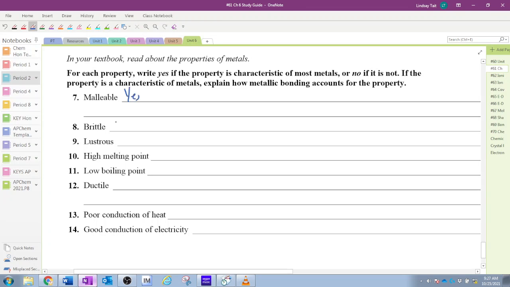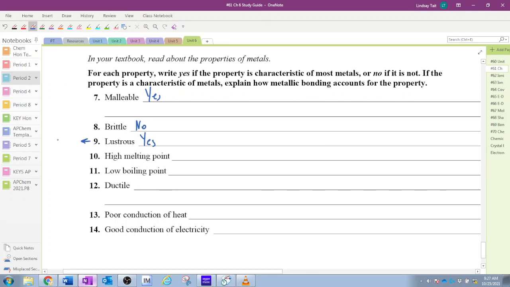Malleable, yes. Brittle, no. You can't be both. You're one or the other, either malleable or brittle. Lustrous, yes. If you didn't know what that word means, that's a fancy word for saying you're shiny. Now for the melting and boiling points, I don't remember exactly what your textbook says, but as far as I'm concerned for my test, they're variable. I would never say that they're the highest or the lowest. It depends on the metal. So they're always going to be somewhere in the middle.